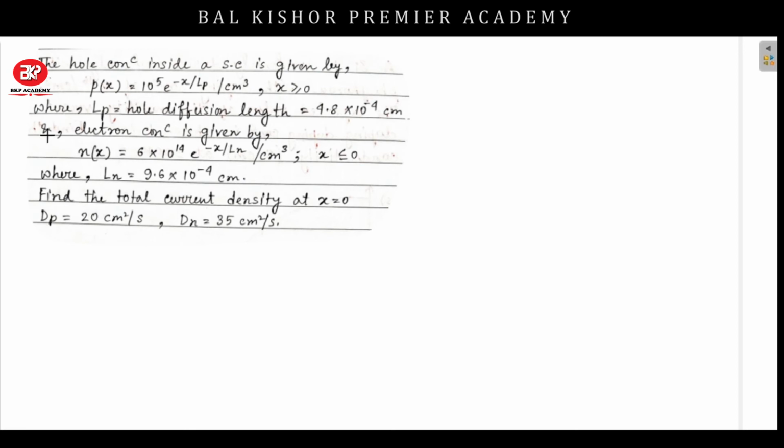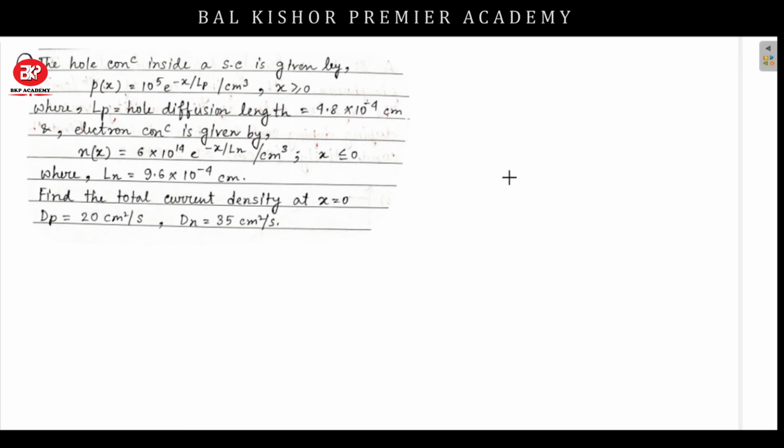So this is the question. The hole concentration inside the p-type semiconductor. It is the seventh question. The hole concentration inside a semiconductor is given by this. So the hole concentration is given for x greater than 0, and Lp is the hole diffusion length, whose value is given. The electron concentration is given, Ln is given, and this electron concentration is valid for x less than 0.